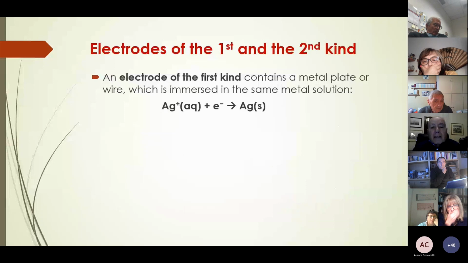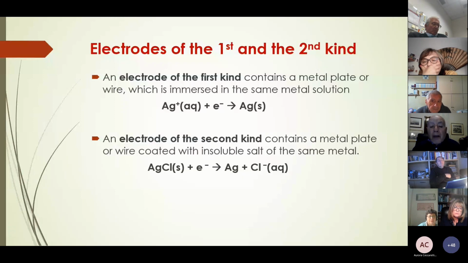Electrodes of the first and the second kind are important to distinguish. In the case of the first kind, the electrode contains a metal plate or a wire which is immersed in the same metal solution. So here we have silver solid metal immersed in a solution of a soluble silver cation salt. An electrode of the second kind contains a metal plate or a wire which is coated with the insoluble salt of the same metal. Here we have the silver chloride electrode.